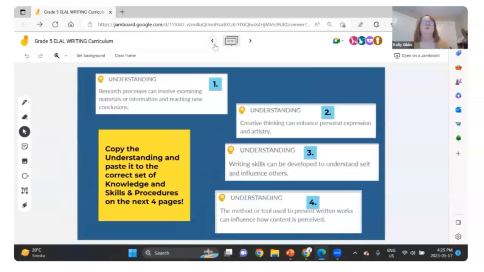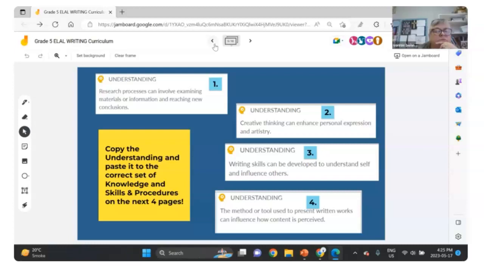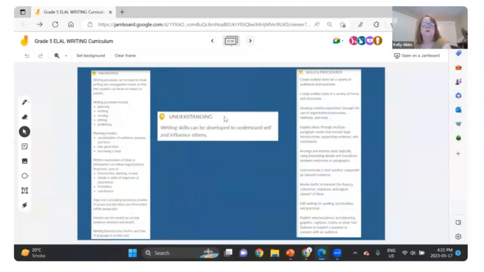So what did you notice, all of you, when you were connecting your understanding to the knowledge and skills of teachers? Well, it repeated the words. Keywords. They just repeated the word. Yeah. So there were some of the words that were in it, and that seems simplistic, but it's an important piece, because when we go to page 6, page 6 was the understanding of writing skills can be developed to understand self and influence others. That's the understanding that we want to bring kids to. Remember, we're pulling that out.